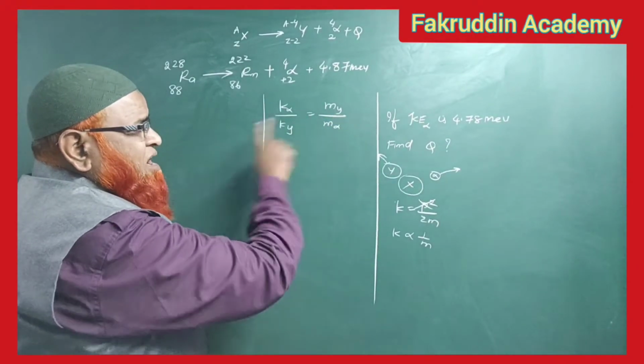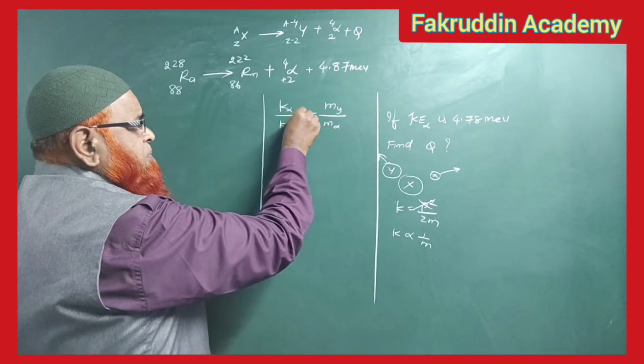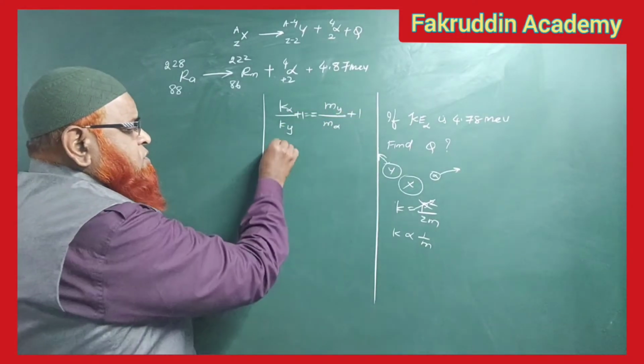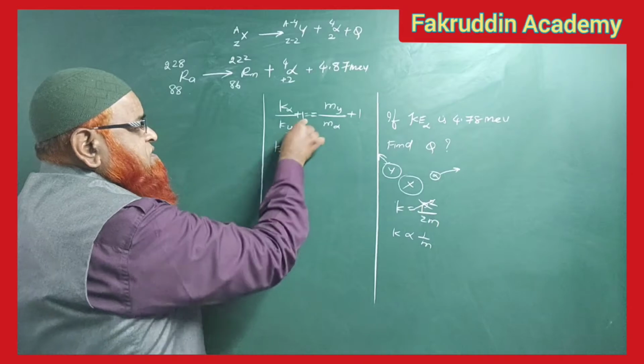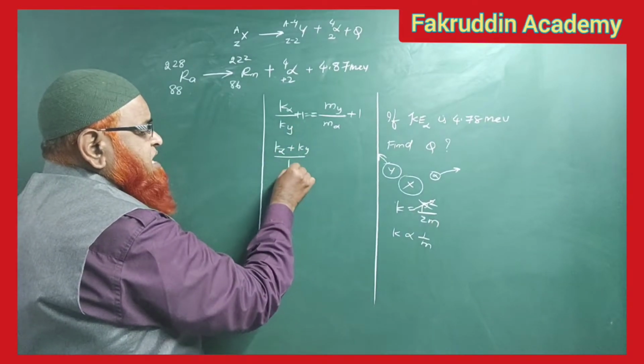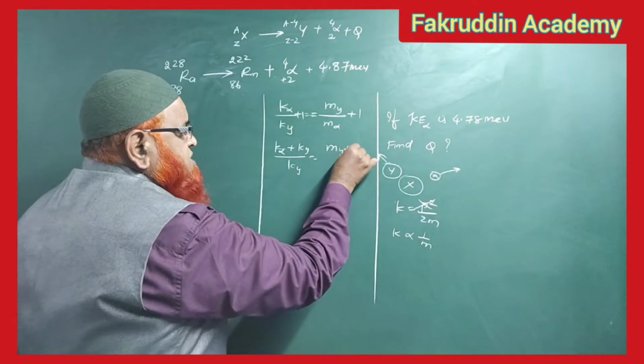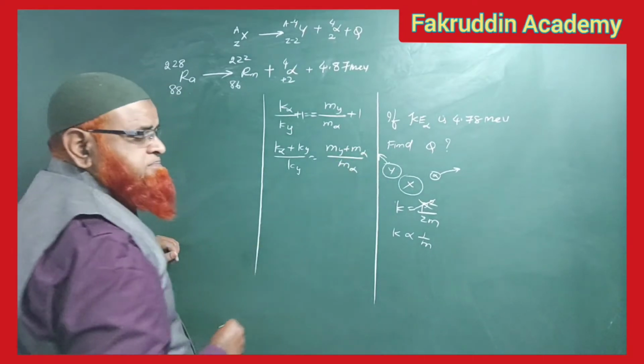So if you add 1 on both sides, let us see what we are going to get now. Plus 1 and plus 1. So kinetic energy of alpha particle, after taking LCM, we will be getting K_alpha plus K_d by K_alpha is equal to M_d plus M_alpha by M_alpha.